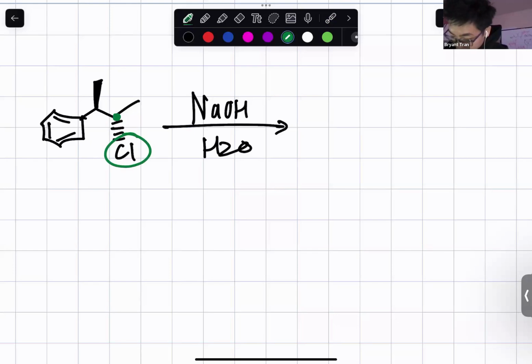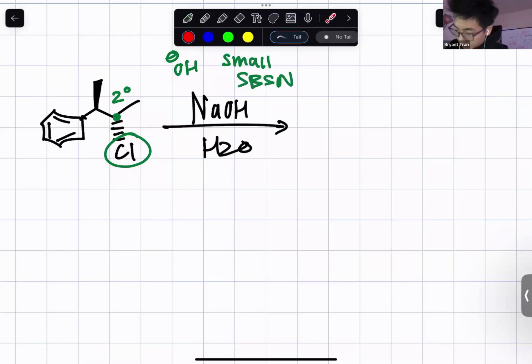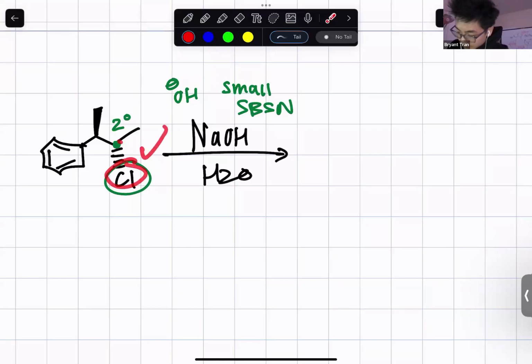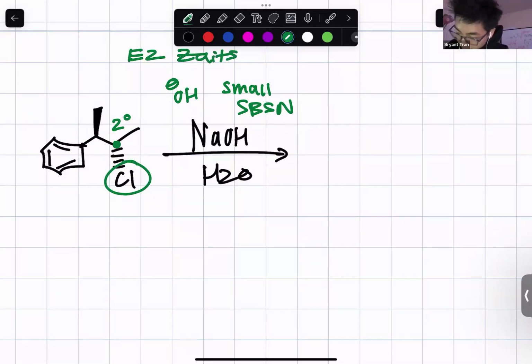And we have a secondary substrate, right? Because this carbon here attached to the leaving group is attached to 2 other carbons. And our nucleophile base here is this OH minus, right? Which is a small, strong base, strong nucleophile. So all of these signs here, good leaving group, secondary substrate, and a small, strong base, strong nucleophile, is going to be E2 Zaitsev. We want to make the more stable alkene, right?